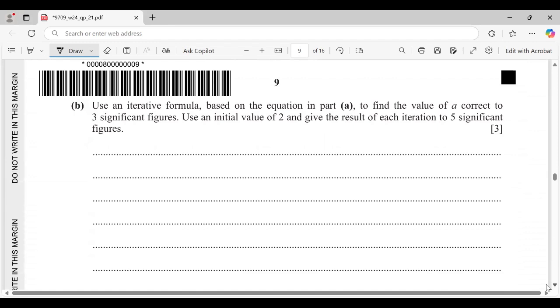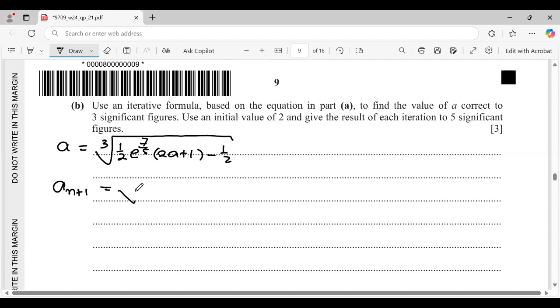Question B. Use an iterative formula based on the equation in part A to find the value of a correct to three significant figures. Use an initial value of 2 and give the result of each iteration to 5 significant figures. From part A, we got that a equals the cube root of 1/2 e to the power 7/5 times (2a plus 1) minus 1/2. So the iterative formula becomes a(n plus 1) equals the cube root of 1/2 e to the power 7/5 times (2a plus 1) minus 1/2.